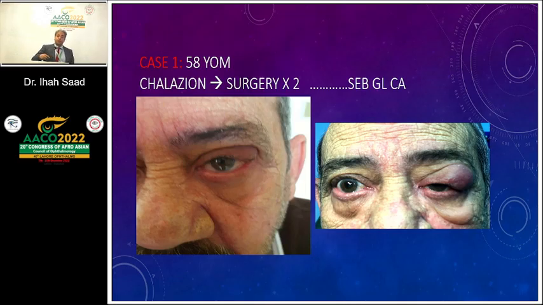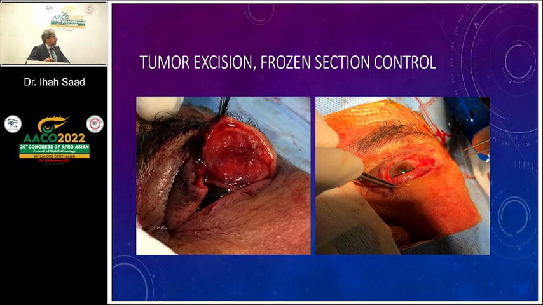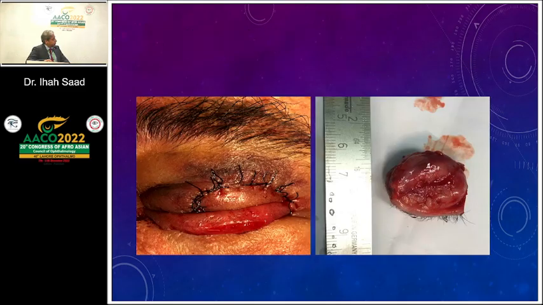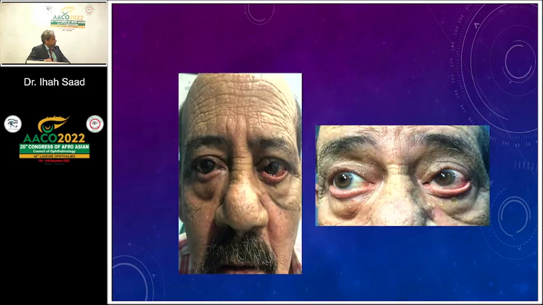So the gentleman came after excision of a chalazion, and then a second excision of a chalazion, and then at the third recurrence, he was referred for further management. A simple biopsy showed sebaceous gland carcinoma. And the decision was to do a total, almost total, upper eyelid excision with a transposition flap, a bridge flap from the lower lid. That was left in position for 3 weeks. The mass is huge, mainly the whole upper lid, with a decent cosmetic post-operative result.